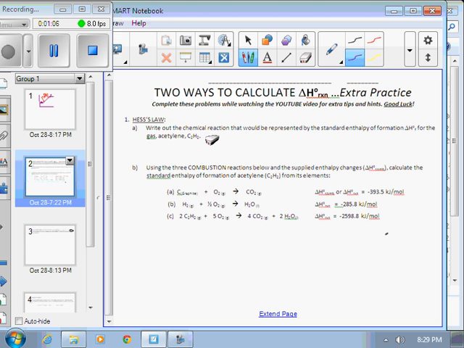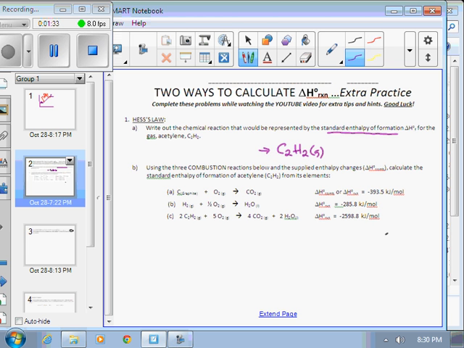It says write out the chemical reaction that would be represented by the standard enthalpy of formation for the gas acetylene. Okay, so standard enthalpy of formation is something really specific. It's the amount of energy typically released when you form 1 mole of a substance from its most stable elements. So first things first, we need to write out this reaction. So we're making acetylene, which is C2H2 gas.